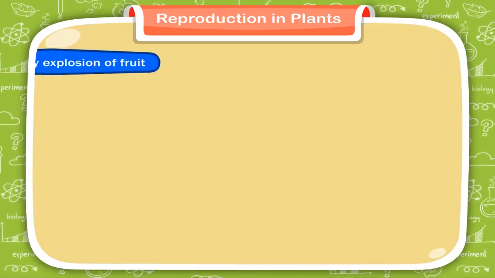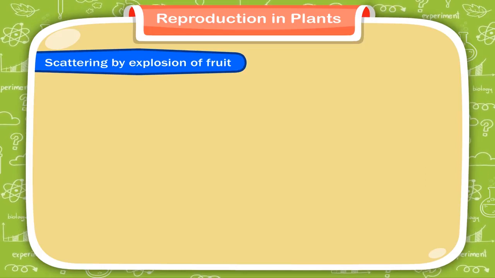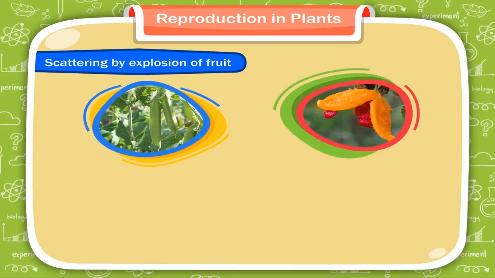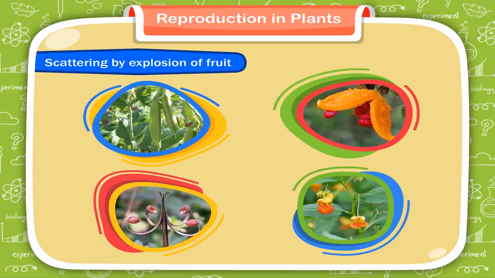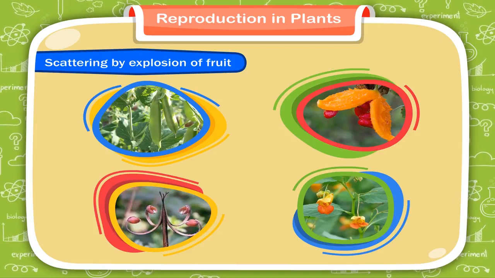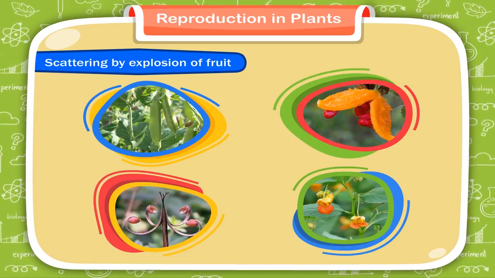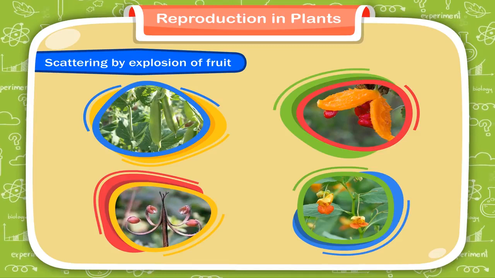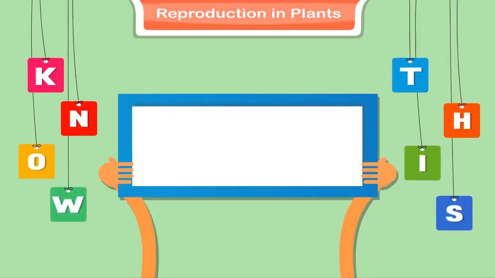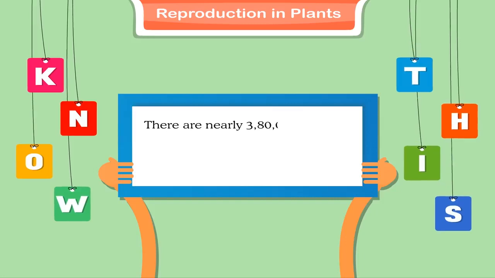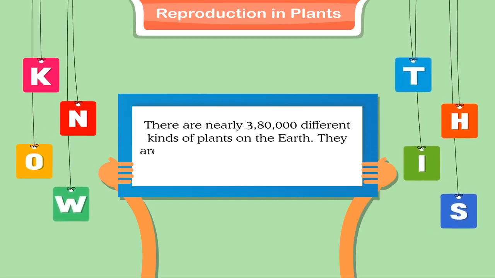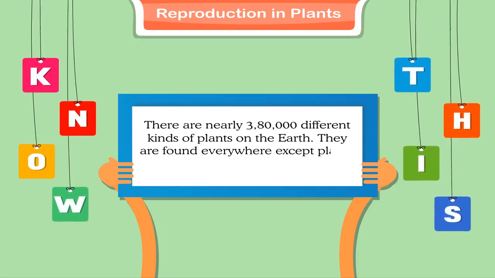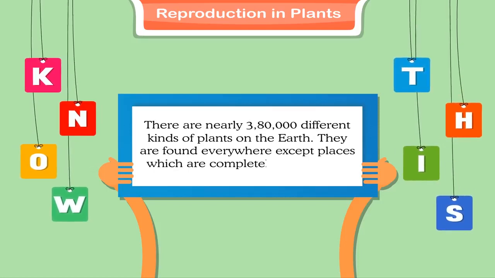Scattering by explosion of fruit. Some fruits like pea, balsam, geranium, and touch-me-not plants explode on drying. Their seeds are thrown out and scattered away from the parent plants. Know this: there are nearly 380,000 different kinds of plants on the earth. They are found everywhere except places which are completely dark and dry.